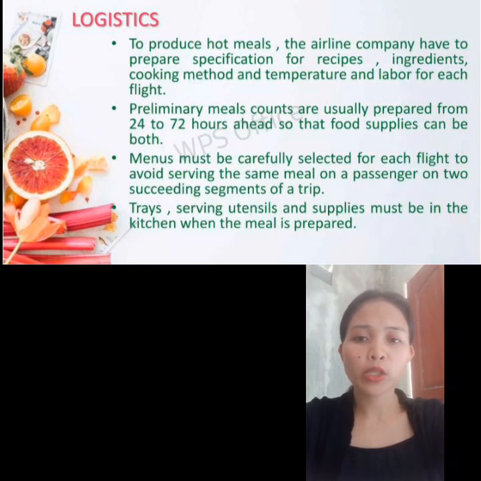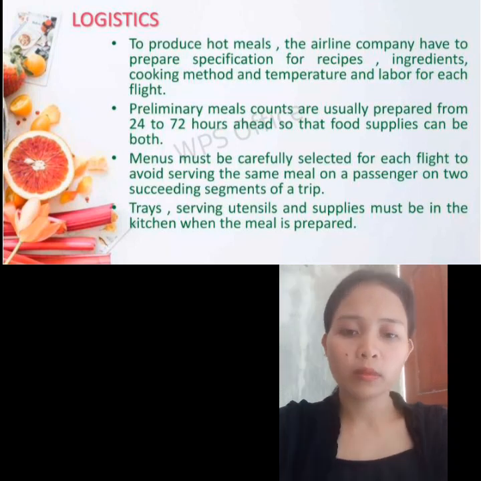Next question is logistics. To produce hot meals, the airline company has to prepare specifications for recipes, ingredients, cooking method, temperature, and labor for each flight. Preliminary meal counts are usually prepared from 24 hours to 72 hours ahead so that the food supply can be both. Menus must be carefully selected for each flight to avoid serving the same meal to a passenger on two succeeding segments of a trip. Trays, serving utensils, and supplies must be in the kitchen when the meal is prepared.